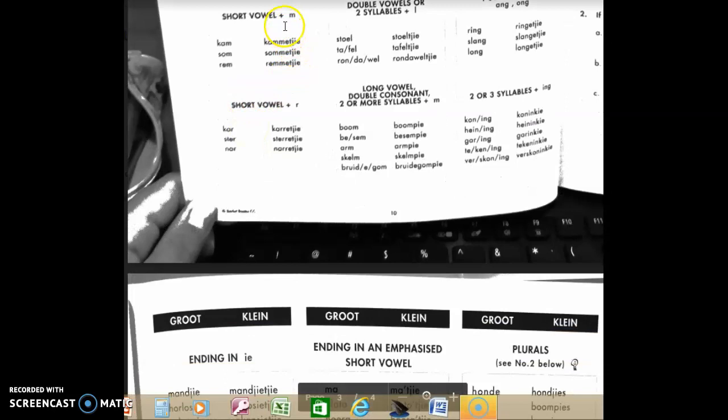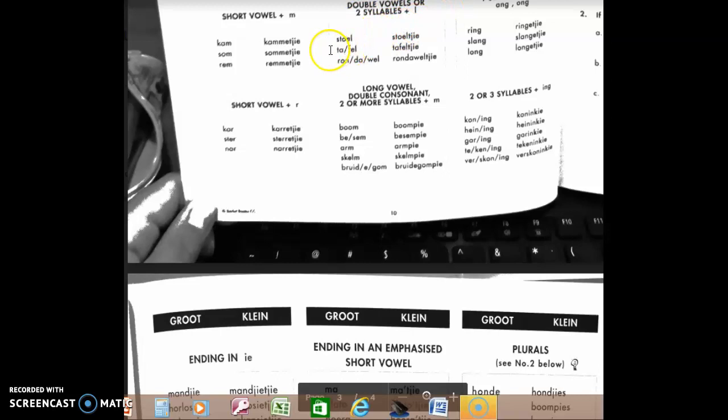Short vowel plus a M. So you will double the M and add a EENTJIE. Right? Kam, kammetjie. That's how you would say it. Som, sommetjie. Rem, remmetjie.